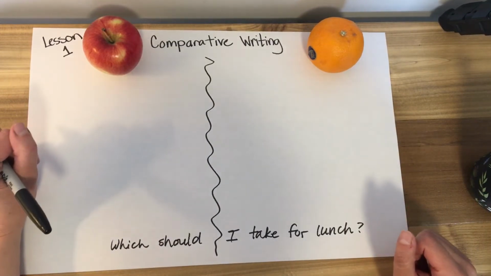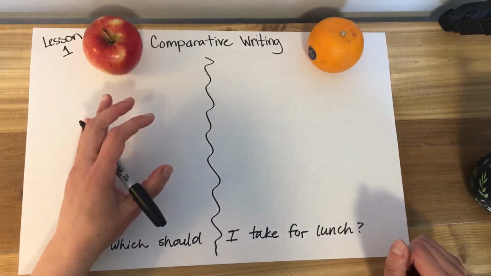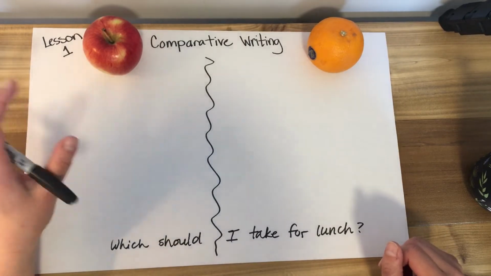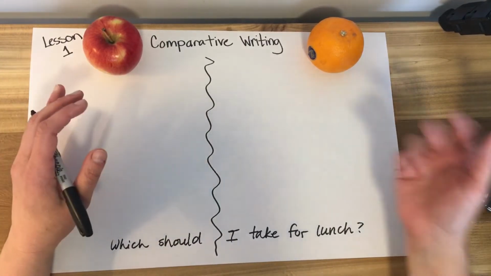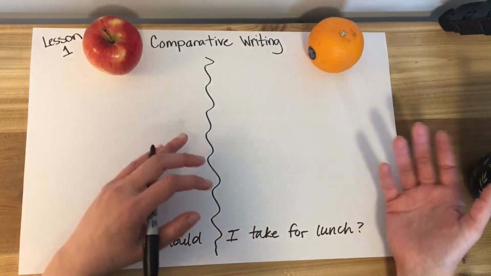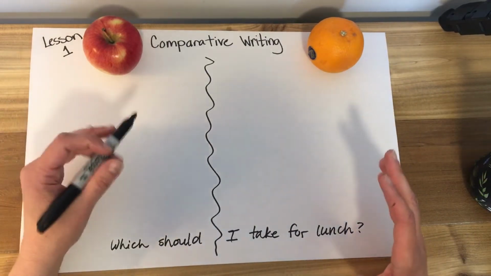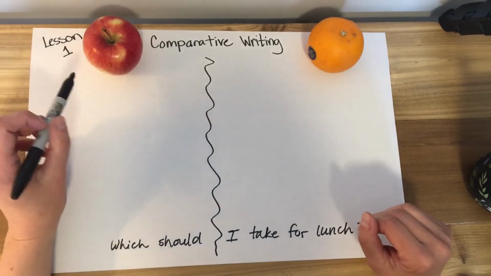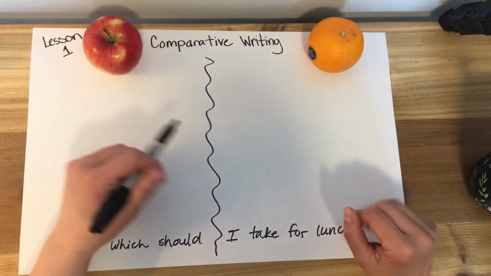All right. Now, some of you might right away have an answer. You might say, oh, an apple is better because of blah, blah, blah. And somebody else might say an orange is better because blah, blah, blah. Okay. Now, but we want to actually kind of weigh them out. So I'm going to think about the apple. I'm going to think about the orange.